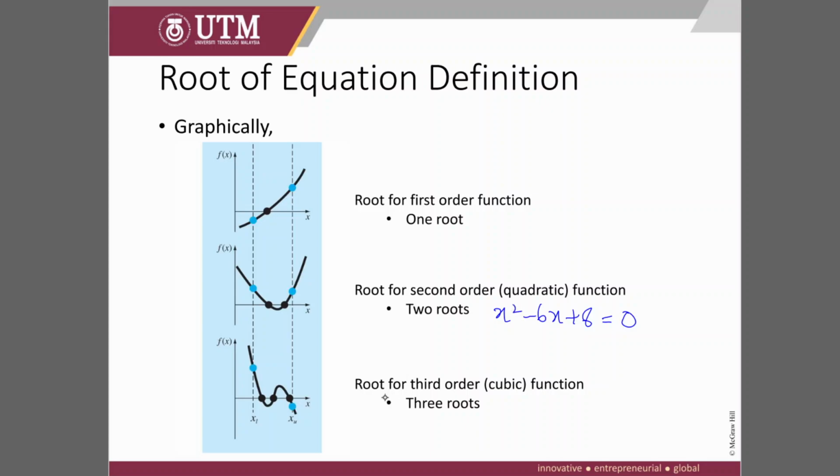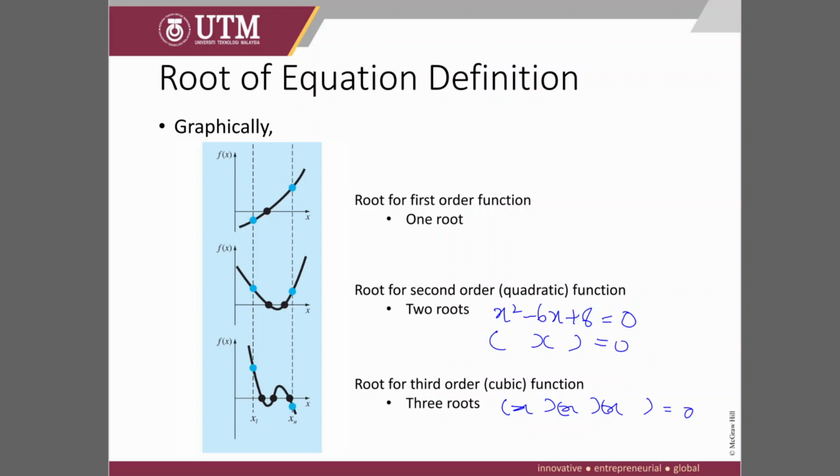The same thing that we can say about the other equation, in this case third order or cubic function, we have three roots. If we factorize it, it will look something like this: x, x, x. So there are 1, 2, 3 roots. In this case, we have two roots. In this case, we have only one root.